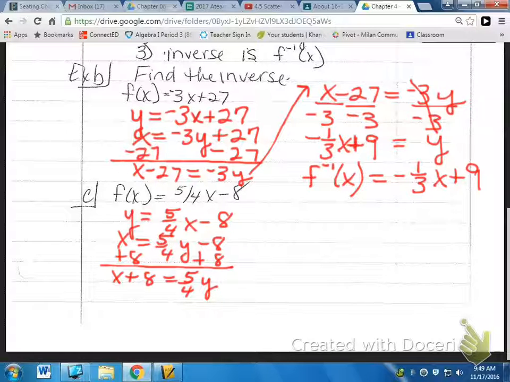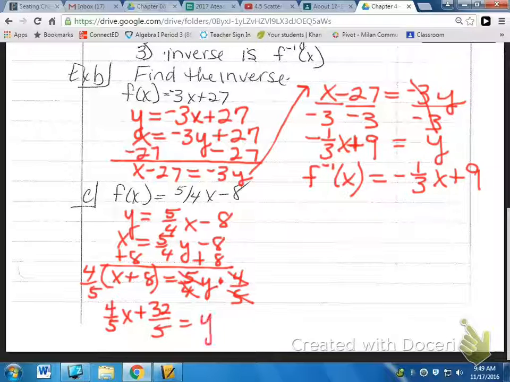To get rid of a fraction with the variable, you multiply by the reciprocal. So that means on both sides, I'm going to multiply by 4/5. That takes care of the fraction on the right with my y. I'm going to go ahead and distribute that, even though it won't be nice. 4/5 x plus 32/5 equals y.